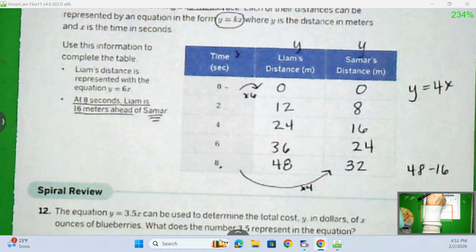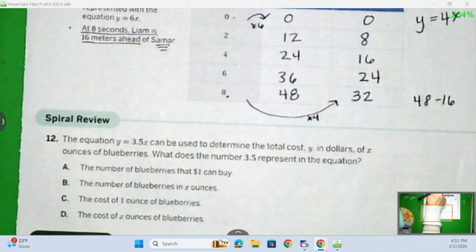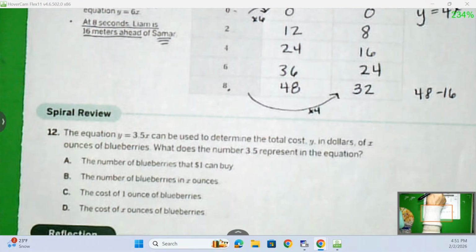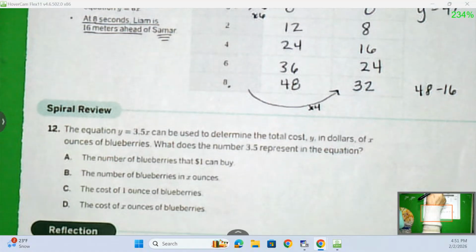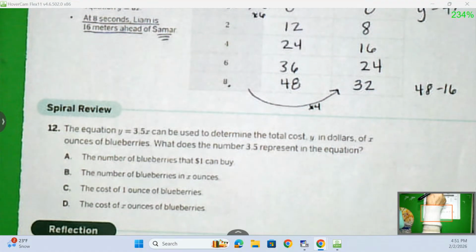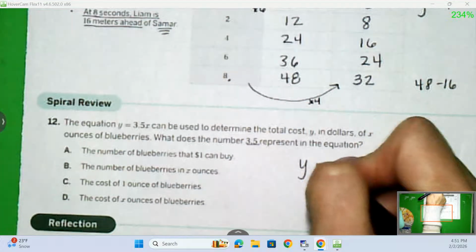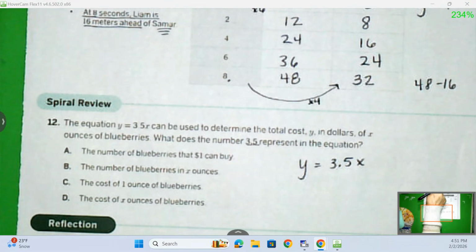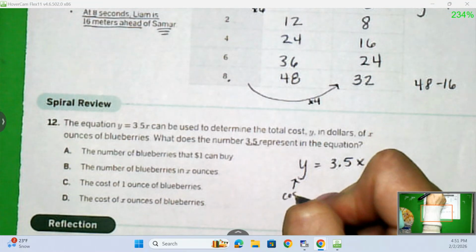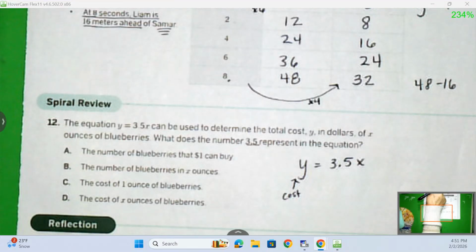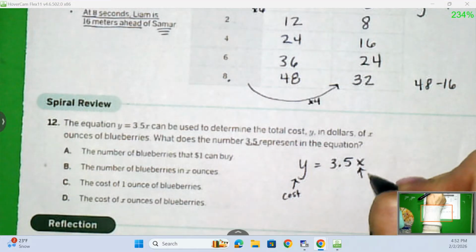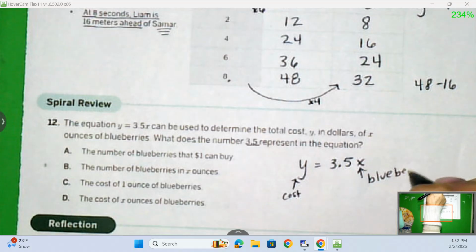Okay, number 12. The equation y equals 3.5x can be used to determine the total cost y in dollars of x ounces of blueberries. What does the number 3.5 represent? Okay, so we have y equals 3.5x. This is the total cost. And x is our blueberries. So 3.5 is our constant.